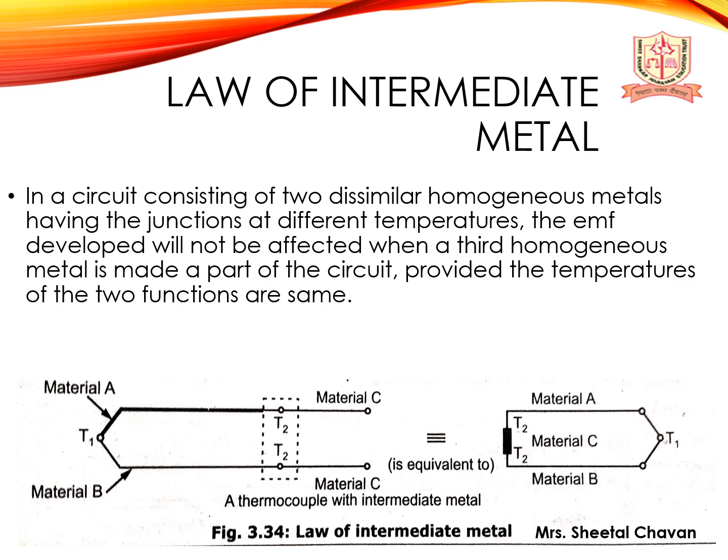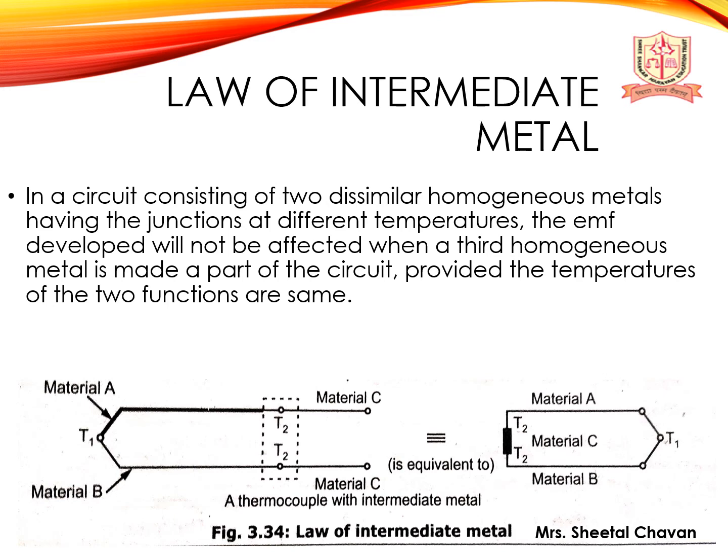The next point is the law of intermediate metals. In a circuit consisting of two dissimilar homogeneous metals having the junctions at different temperatures, the EMF developed will not be affected when a third homogeneous metal is made a part of the circuit, provided the temperatures of the two junctions are the same.